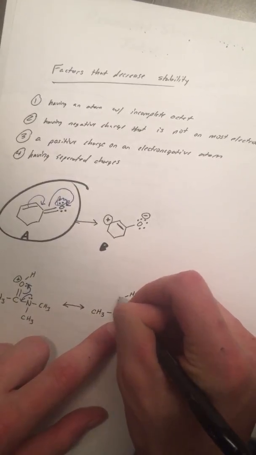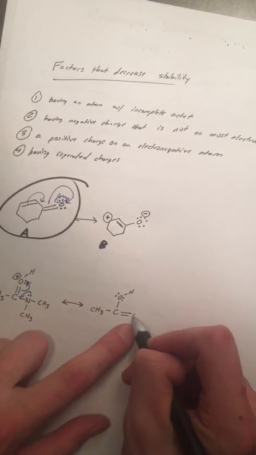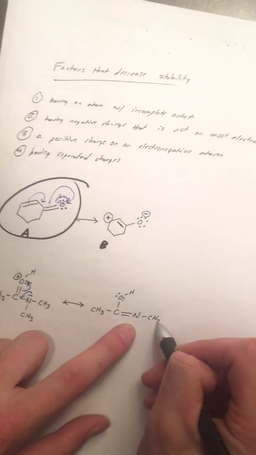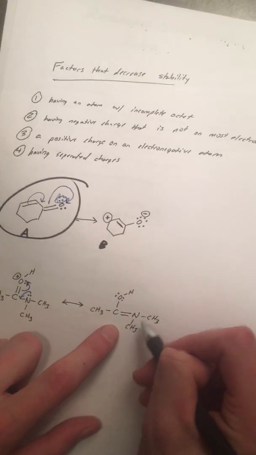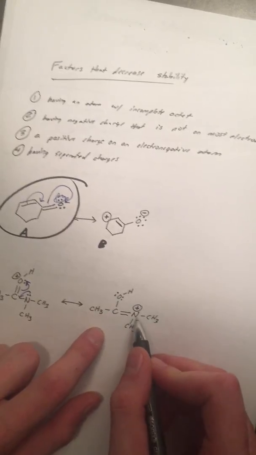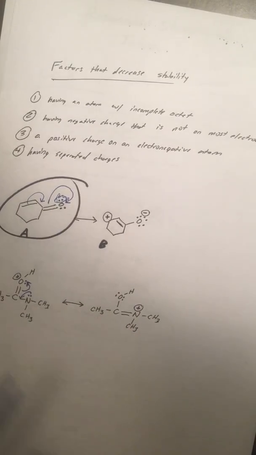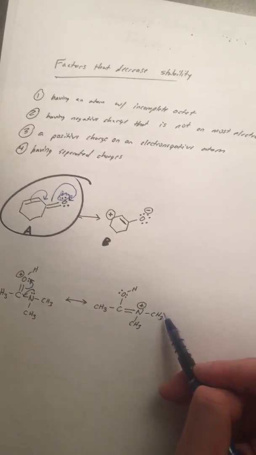So our resonance contributor would be H with 2 lone pairs. There's no negative charge there, and now there's a double bond between carbon and nitrogen. No lone pair on the nitrogen. There's a positive charge there on the nitrogen. I don't think we can make any more resonance structures for this one.